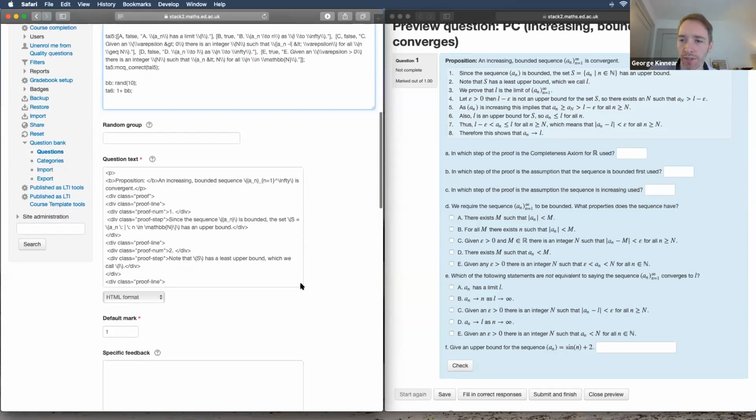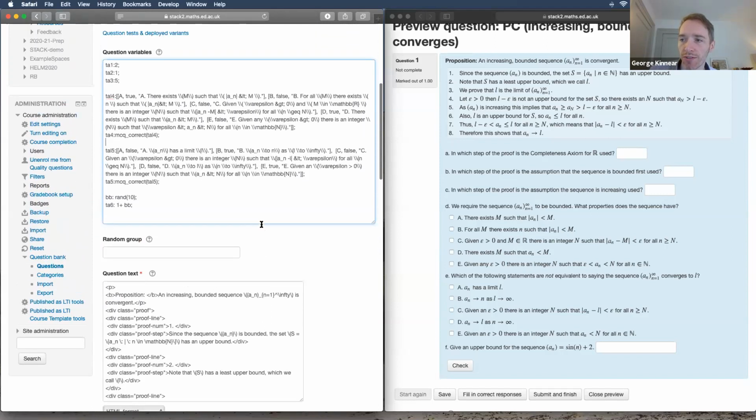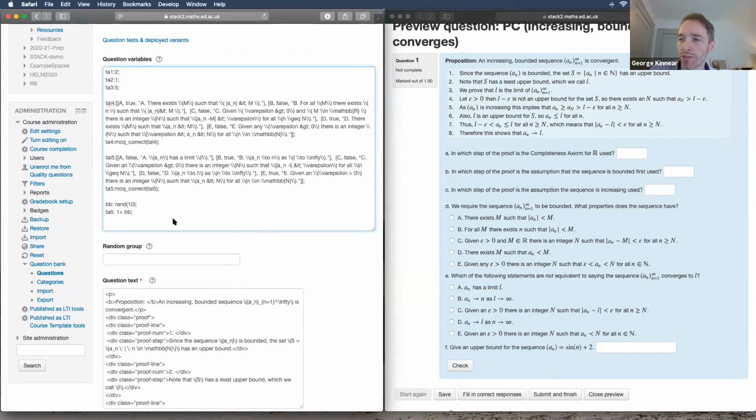Could I interrupt actually? I was noticing a question in the chat, which it seems someone else answered basically, but I was interested in your take on it, which is: why use STACK for this if it's a multiple choice question? Do you think there's an advantage here? Not necessarily.